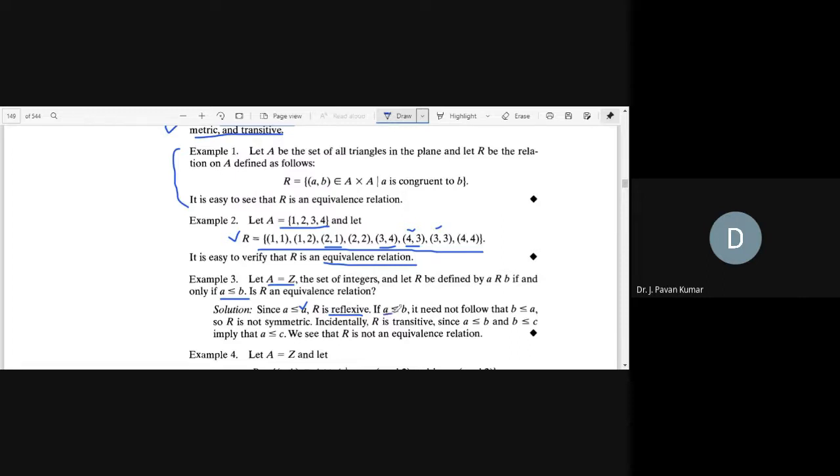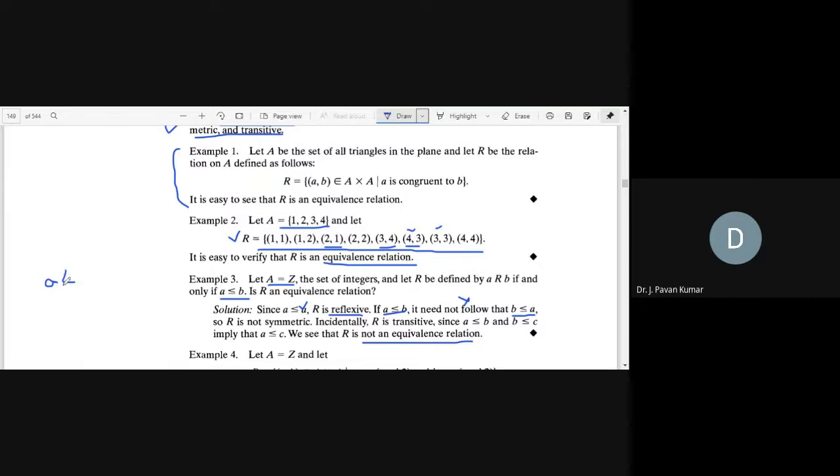symmetric. If A is less than or equal to B, that is, 1 is less than or equal to 2, then 2 is less than or equal to 1. That may not be true. So we cannot claim that for every pair (A,B), (B,A) is also part of the relation. So it is not symmetric. If it is not symmetric, straight away we can conclude that it is not an equivalence relation. Okay, but before concluding, let us check whether it is transitive or not.